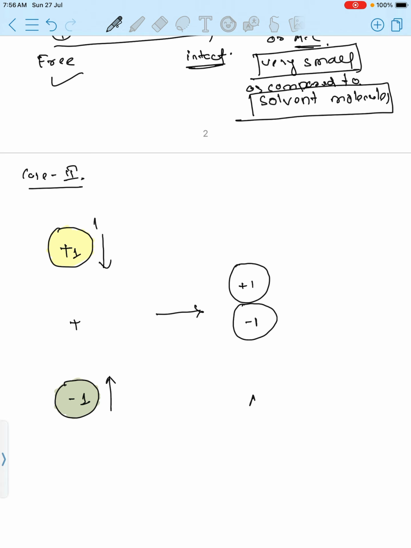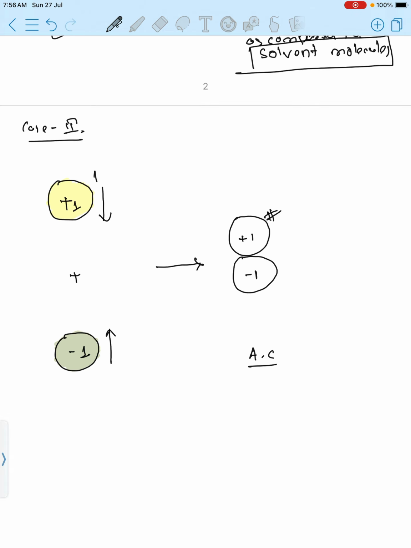They will form an activated complex, and you already know what the charge on the activated complex should be. It is the algebraic sum of the charges due to each ion. So what is the total charge on the activated complex? Plus 1 minus 1, that is equal to 0 charge. Zero charge appears on the activated complex. But when you consider the isolated ions, when they are not associated with each other, there is a unit positive charge on the cation and a unit negative charge on the anion.